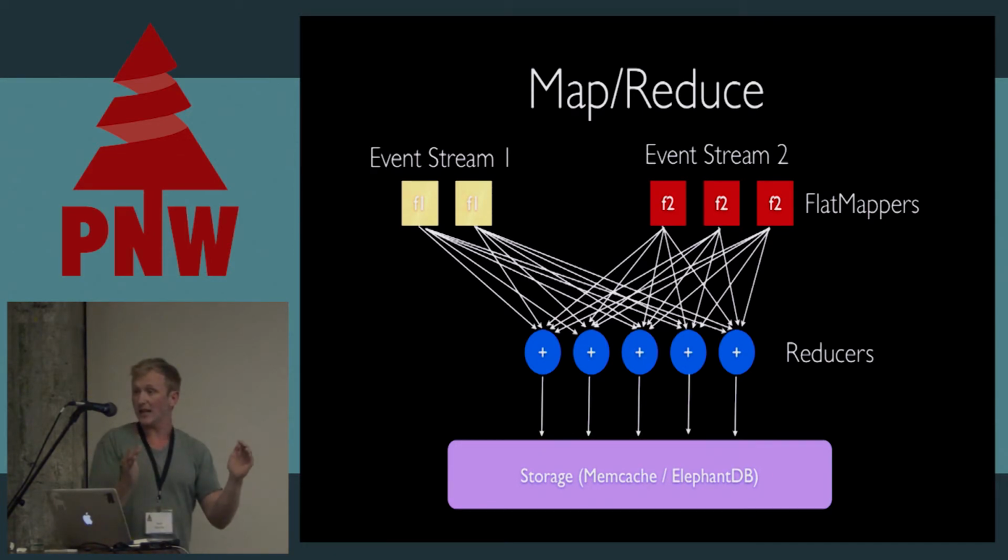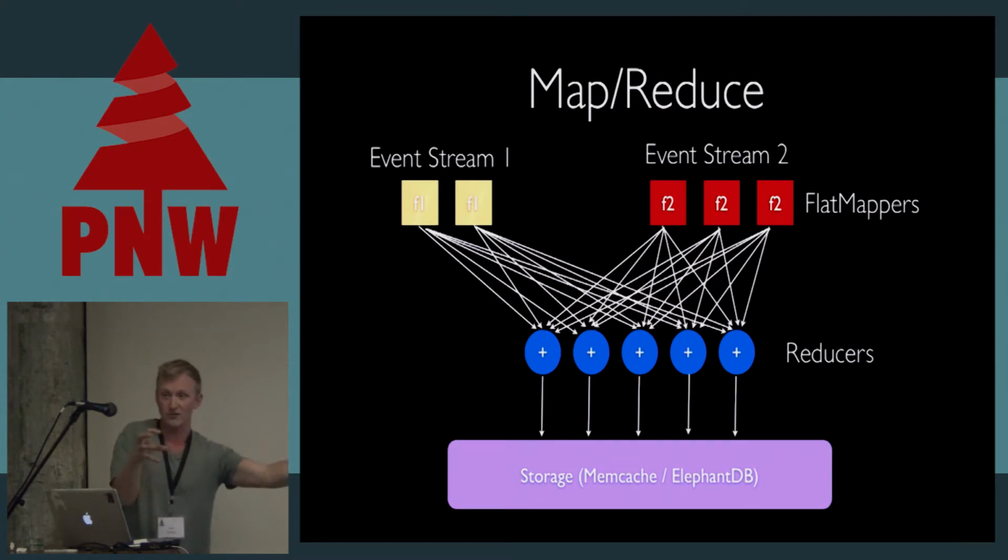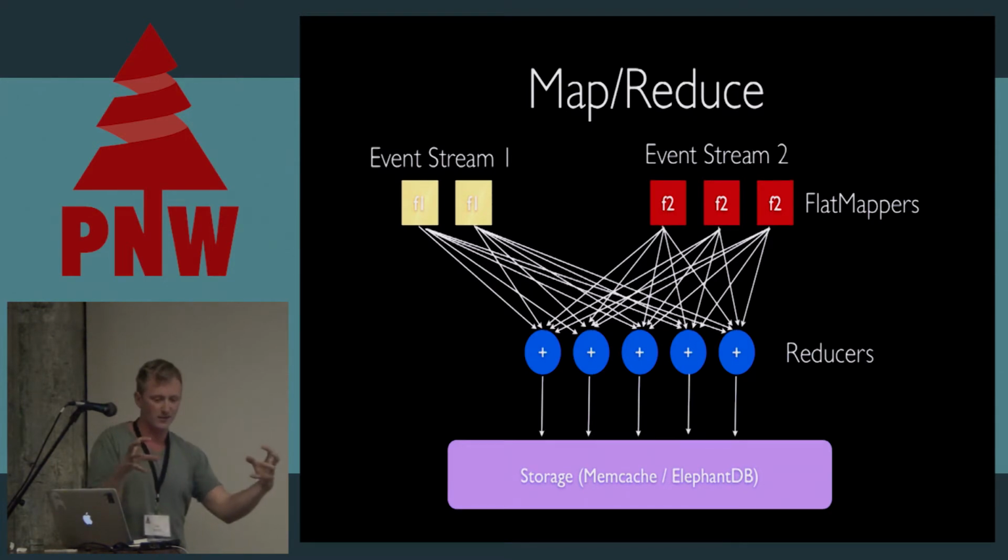And then at the end of the day, you end up with key value pairs. What a MapReduce system will do is group by the key and give you a list of all the values that are associated with that key. What Summingbird does is use some sort of associative addition operation to add them all together.